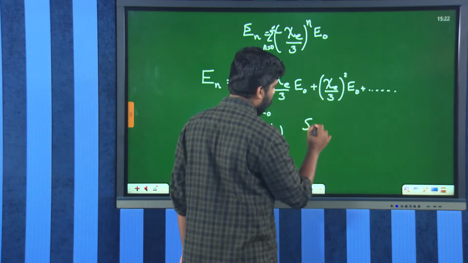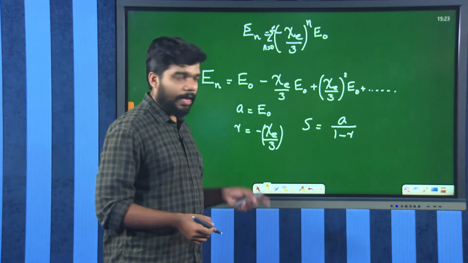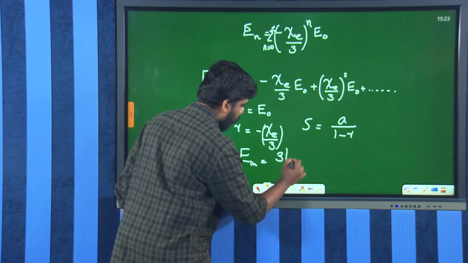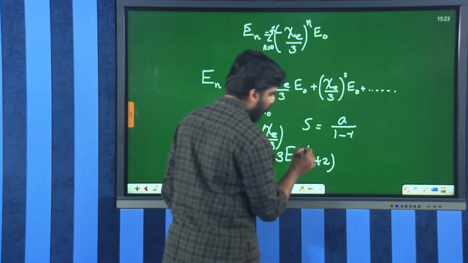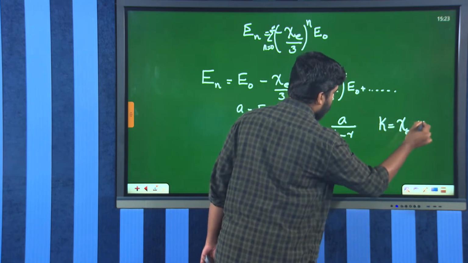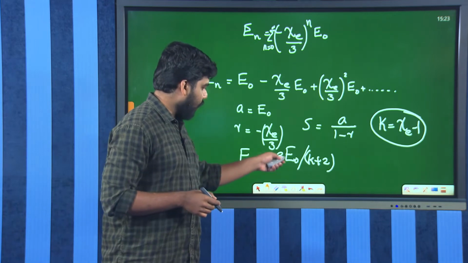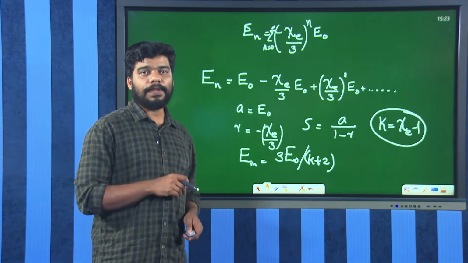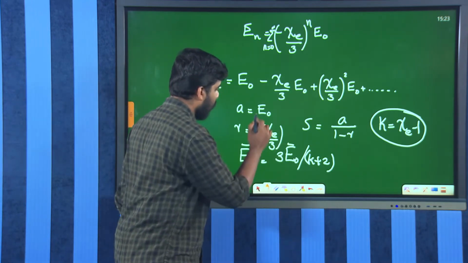So, their total sum S is given by S is equal to A by 1 minus R. Substitute that and we will obtain E inside is equal to 3 E0 by k plus 2. And remember, where is this k plus 2 coming from? k is equal to chi e minus 1. Substitute that, and you will obtain this expression as 3 E0 divided by k plus 2, which shows that the electric field inside the dielectric sphere is proportional to the applied electric field, where E0 is the applied electric field.